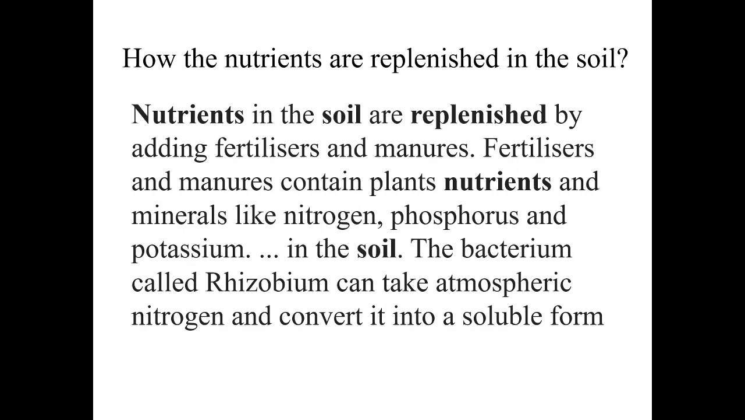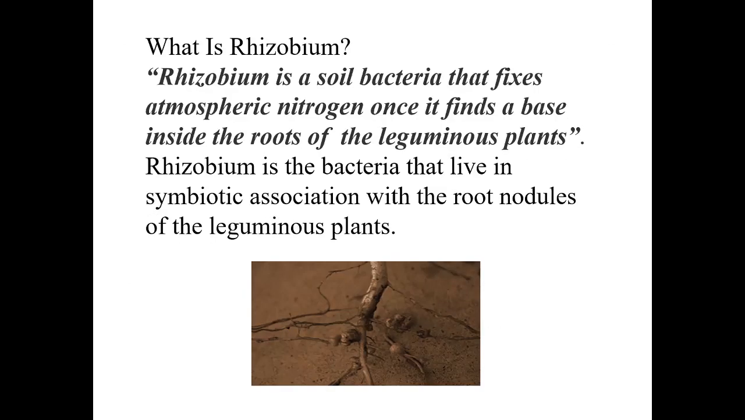But usually crops require a lot of nitrogen to make proteins. So you learned that nitrogen gas is available in air only, but plants cannot use it. They can use carbon dioxide. They need nitrogen in a soluble form. So there is a bacteria called rhizobium that can take atmospheric nitrogen and convert it into a soluble form. What is rhizobium? Rhizobium is a soil bacteria that fixes atmospheric nitrogen once it finds a base inside the roots of leguminous plants.